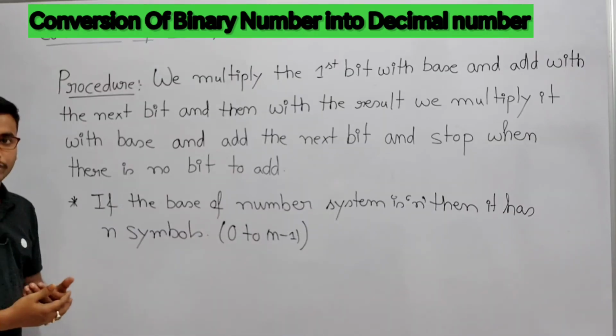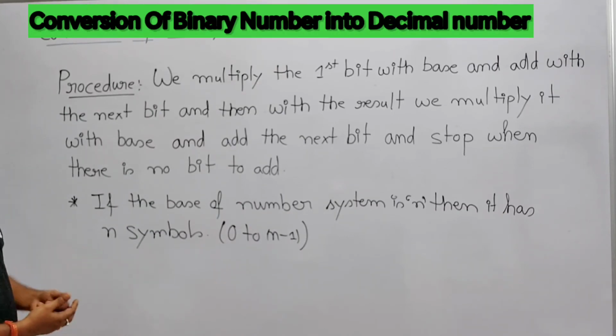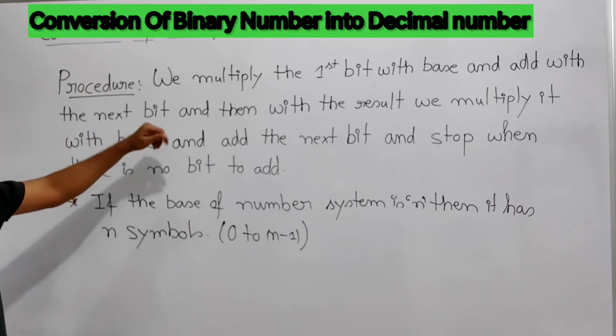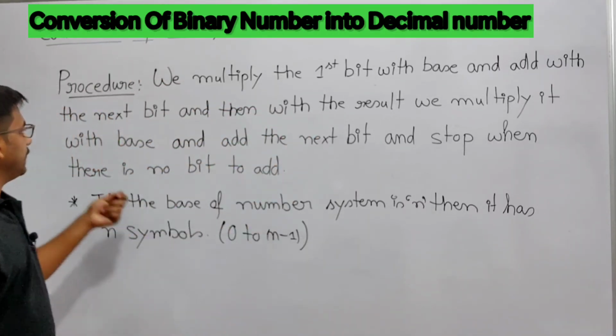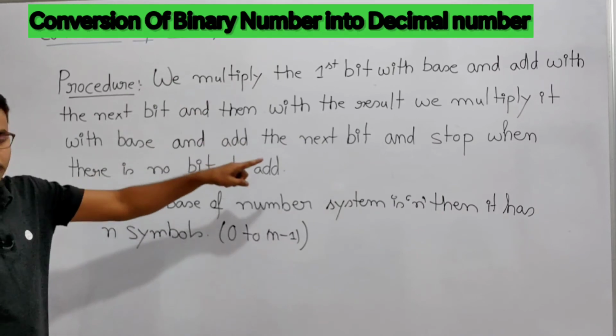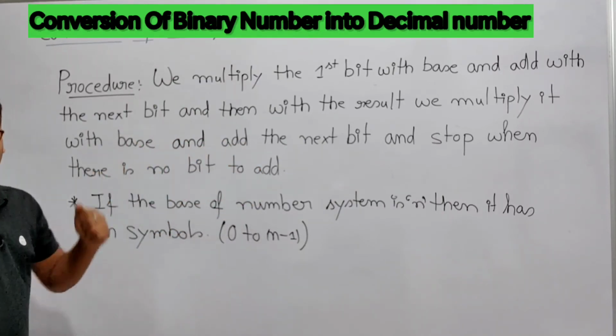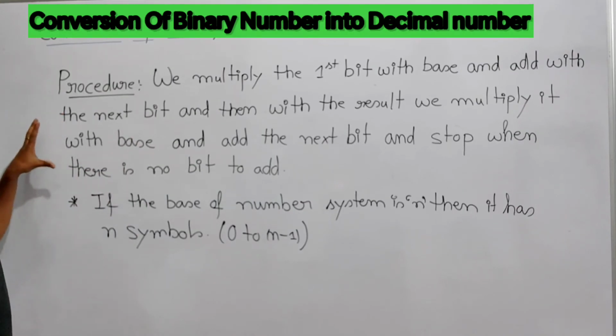I have written the procedure for you. The procedure says we multiply the first bit with the base and add the next bit, and then with the result we multiply by the base and add the next bit, and we stop when there is no bit to add. So this is the procedure I have written, you can write it down in your notes.